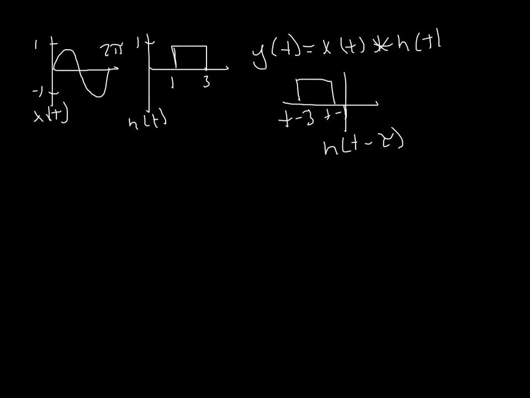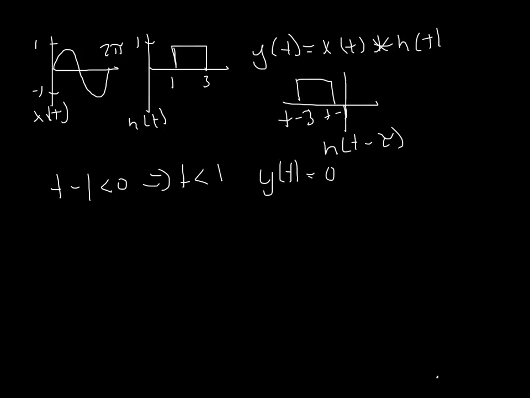So for t minus 1 is less than 0, which would be t is less than 1, this function is just going to be equal to 0 because our rect function will not have hit the sine graph yet, so y of t will just simply equal 0.